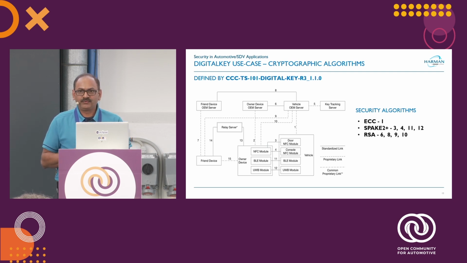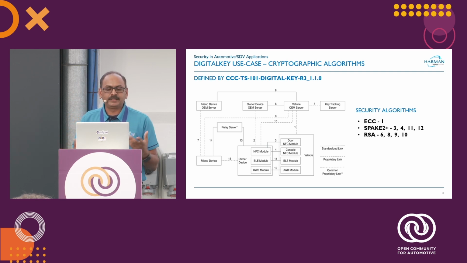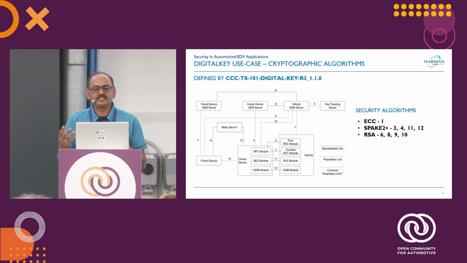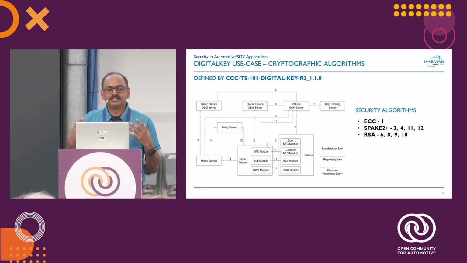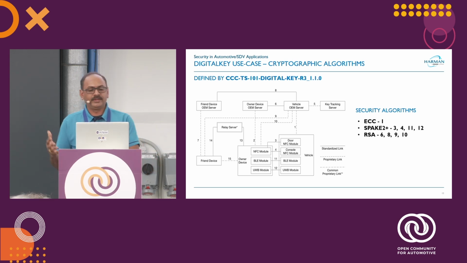But in flow 2, where the mobile is communicating with the vehicle by any of these NFC channels, it can be Bluetooth, or maybe USB, or any other, maybe Wi-Fi. So that's where we have enabled the SPAKE2 algorithm in steps 3, 4, 11, and 12. So with this, without much resources, we are able to achieve the same security between the mobile and the vehicle.